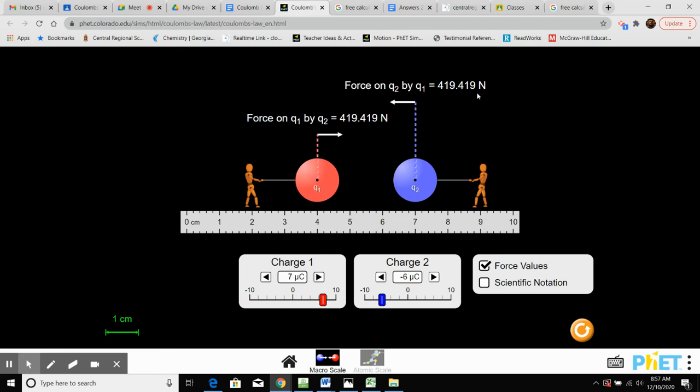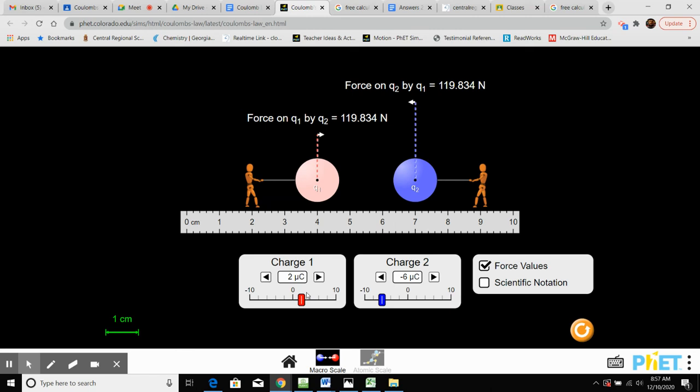Now, the magnitude of that force can vary with a couple things. The magnitude of the charge, right? So the higher the number, you can see that the larger the force gets. So let's say I put this charge one at 2 microcoulombs. We should know from the past couple days that if I double the charge on one of them, what should happen to the force? It should double.